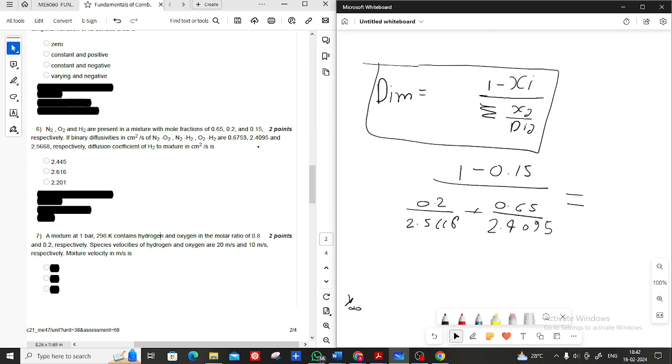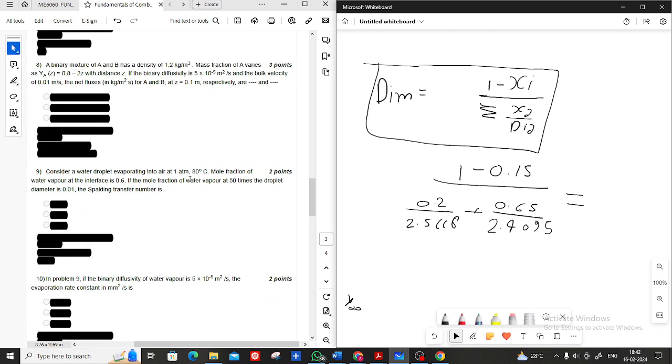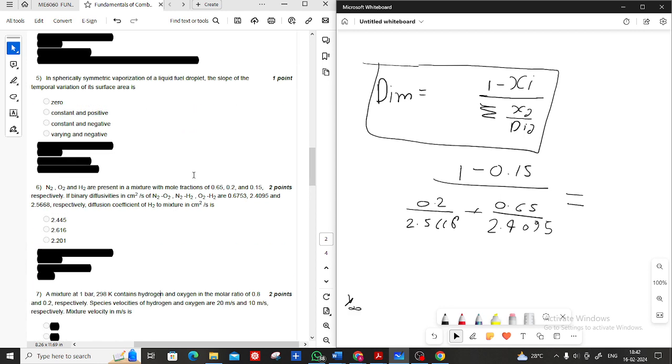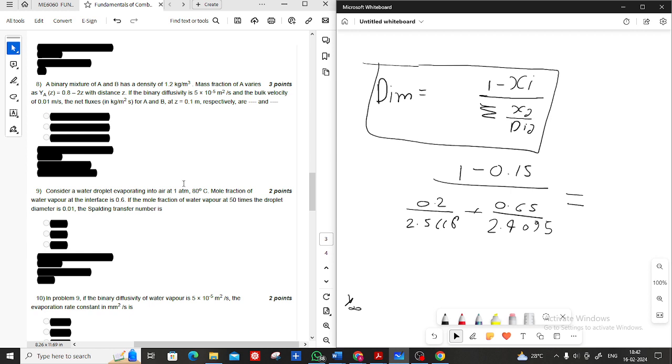Yeah, what are you getting if you calculate this? Harsh? Yes, sir. Now I'm getting 2.44. Okay. So question number 7. Try to solve question number 7. Sorry, not question number 7. Yeah, question number 6.